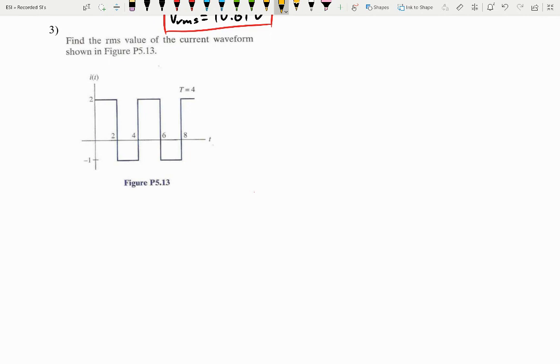All right, everyone, we'll take a look at the third problem here. They want us to find the RMS value of the current waveform. We can see here that we have I of t, and then we have time here. And they gave us the period right here. So I wanted that to be in black. So 4. It's very useful for us that they predefined that.